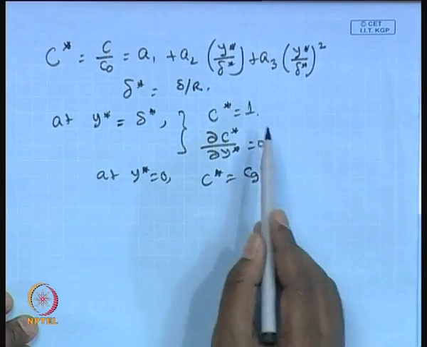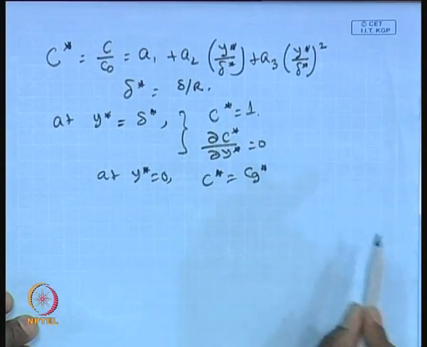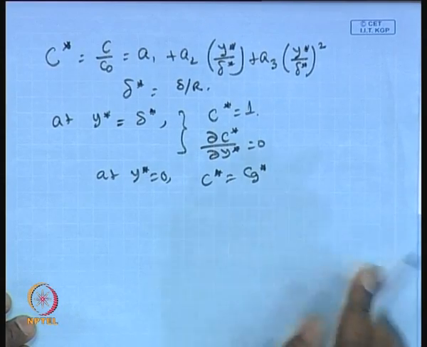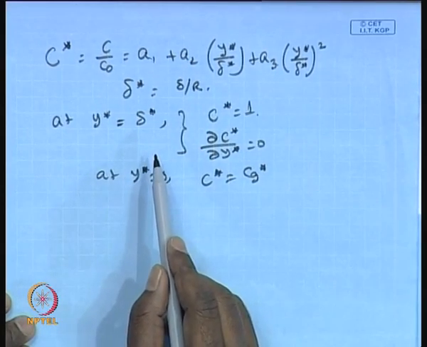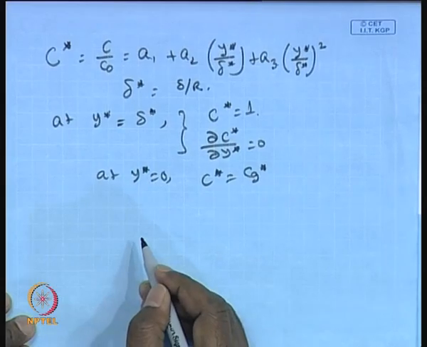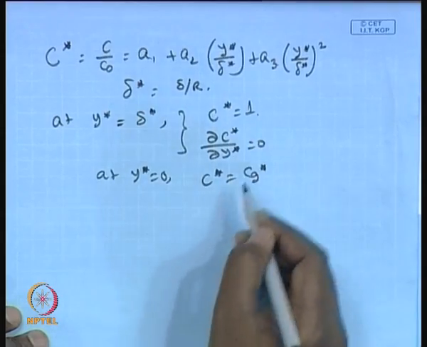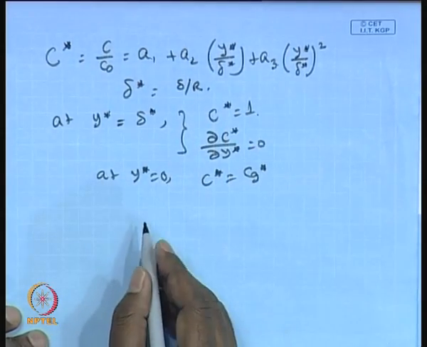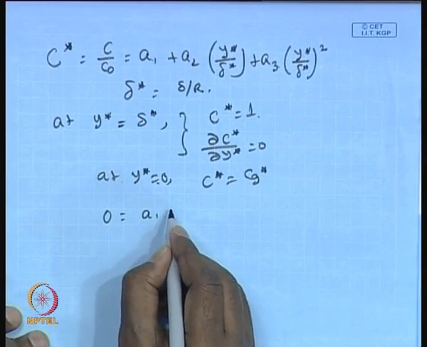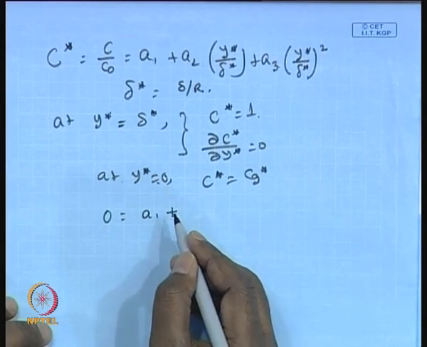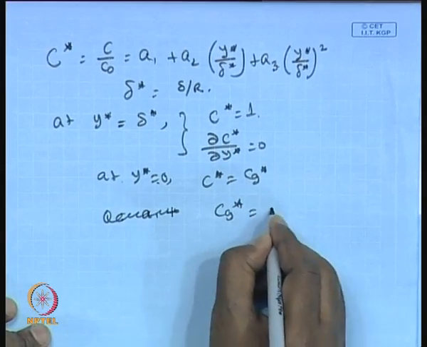Now, these 3 are the bare minimum conditions for this particular concentration profile to satisfy. Therefore, you must have 3 unknown constants in your concentration profile. That means you can go up to a quadratic approximation of the concentration profile. Now, using these 3 conditions, you can evaluate the constants A1, A2 and A3. Let us do that. At y star equal to 0, C star is equal to Cg star. So, Cg star is equal to A1.